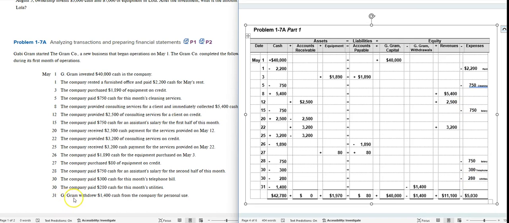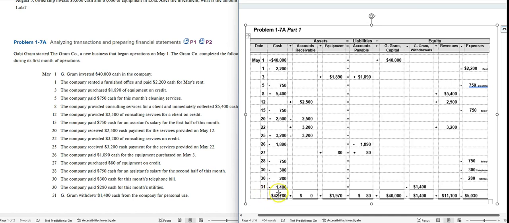Finally, on the 31st, the owner withdrew $1,400 cash from the company for their personal use. We need to decrease cash because the owner took the money out of the company. Cash is going down. The owner withdrew. The owner is taking some of their equity out of the business so that they can use it for their personal funds.